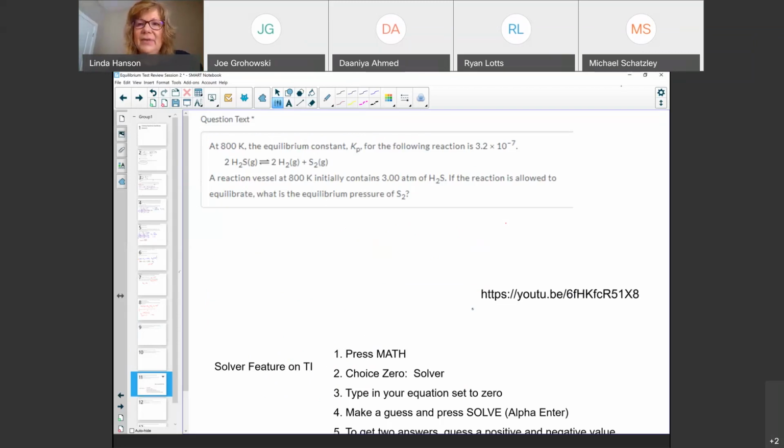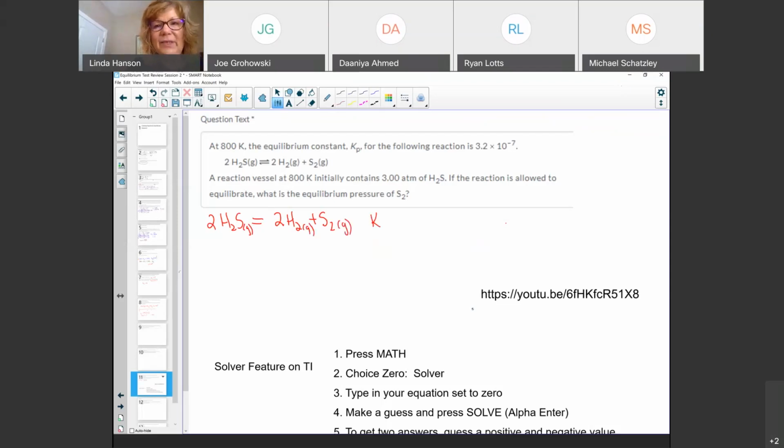So let's kind of back up and say, let's read through this question and see what it's asking. I have two H2S in equilibrium with two H2s and S2. And these are all in the gaseous phase.